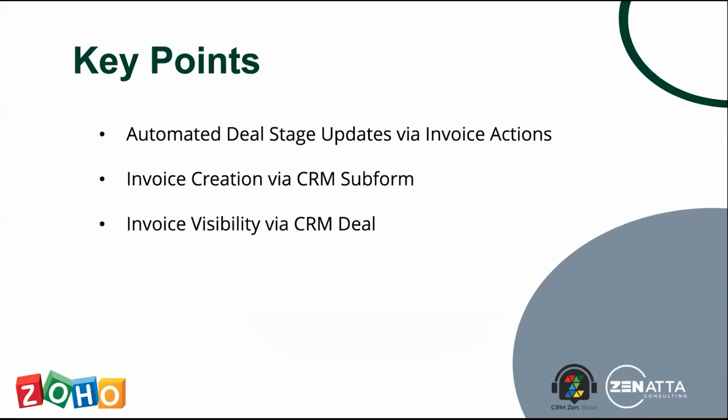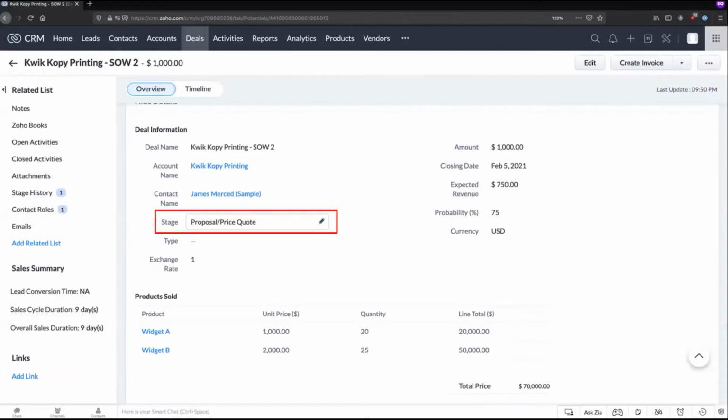So a couple key points around this alternative workflow is that we're able to, like Brett's kind of mentioning, automate some deal stage updates based on things happening in your invoice records. We're also able to create an invoice using a subform in the CRM rather than actually by creating it using the little Zoho Books tab. And then last but not least, of course, even following this process and creating it with a custom workflow, we can still assign that invoice back to the original deal.